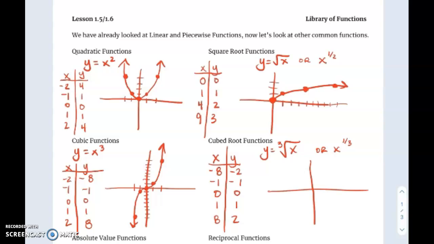Now if we plot that, so then we're going to go -1, 2, 3, 4, 5, 6, 7, 8 is at -2. -1 is at -1, 0 is at 0, 1 is at 1, and then +8 is at 2. So this one, it's just the cubed function turned on its side. So it should look like your cubic function.